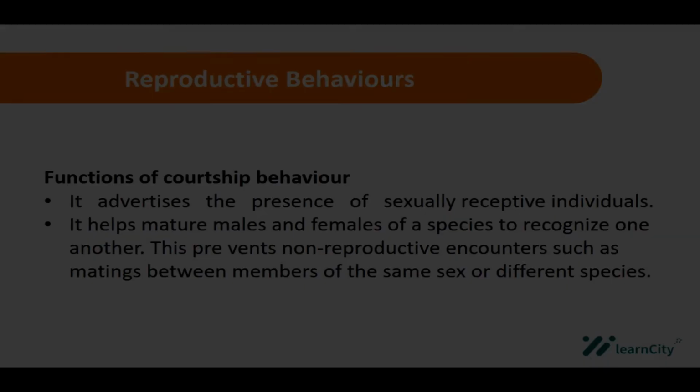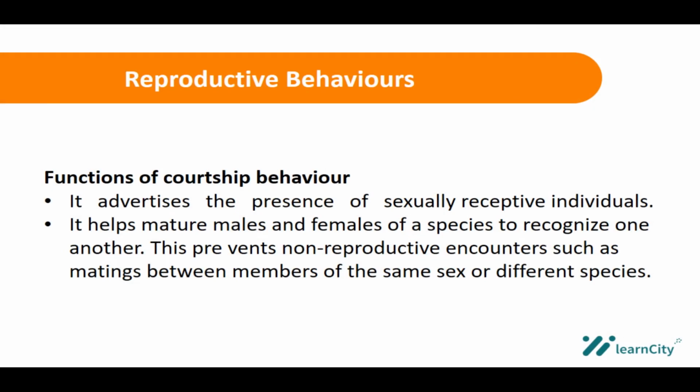Now let's talk about the functions of courtship behavior. The first one, which is the most important one, is that it advertises the presence of sexually receptive individuals. So courtship behavior shows that an individual or an organism is sexually receptive.